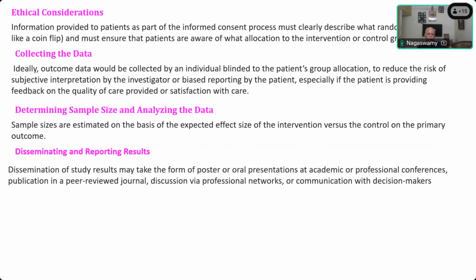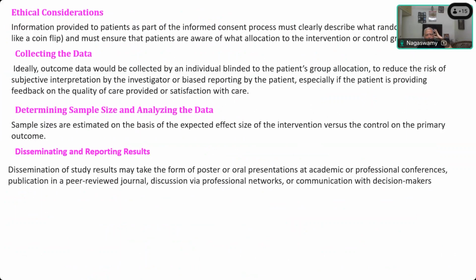Dissemination of study results may take the form of poster or oral presentation at academic or professional conferences, and publication in a peer-reviewed journal or discussion in the network, and communication will be done. So these are all the various steps by which you can write this answer of a randomized controlled trial, where I think most of the points will be included if you write this in this fashion instead of trying to write about individually how to do that.